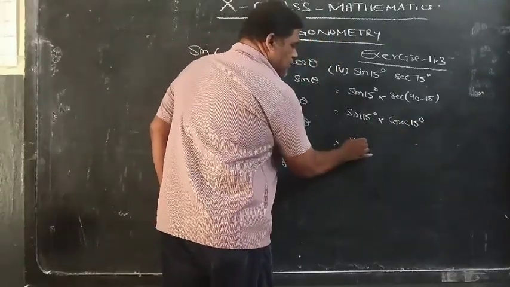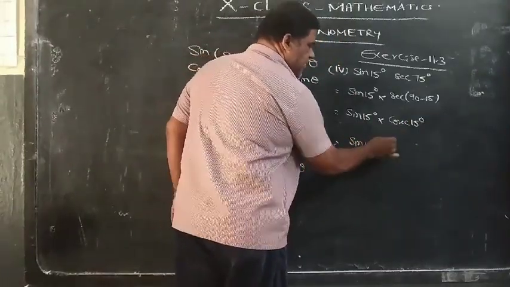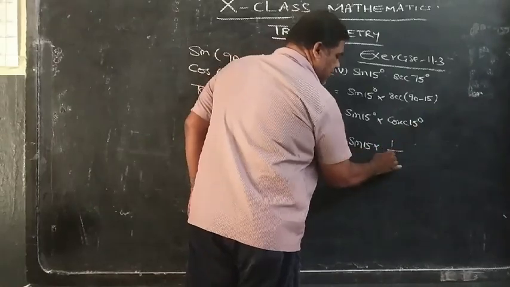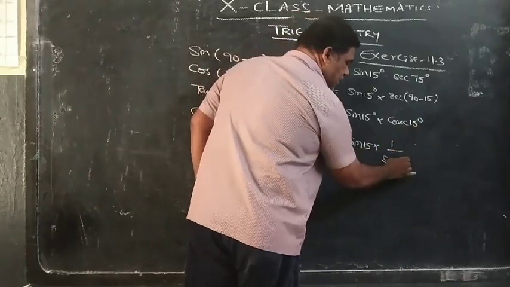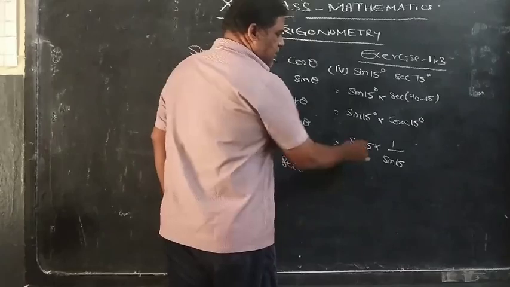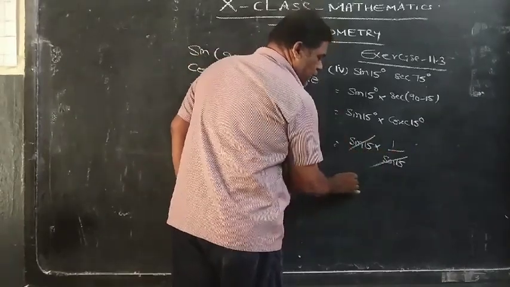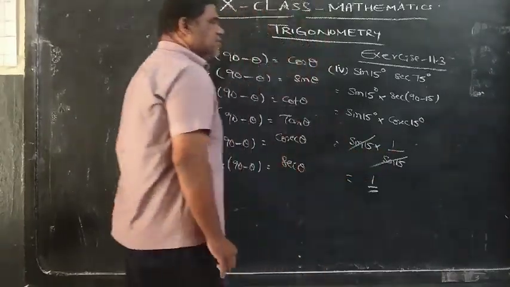Now sin and cosecant are reciprocal to each other. Cosecant 15 is nothing but 1 by sin 15. This is the reciprocal of sin. So sin 15 you can cancel. The answer is 1.